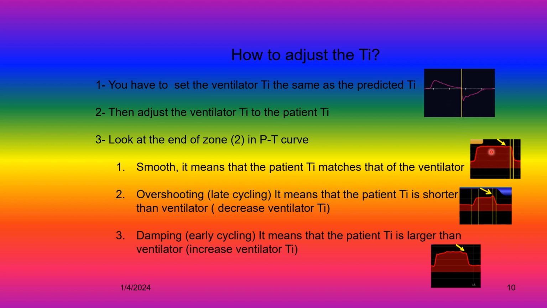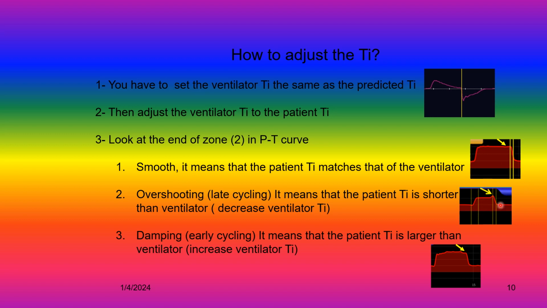Look at this. This is zone number 2. Look at the end of the pressure time curve. If it is smooth like that, this means that there is a match between the ventilator inspiratory time, the patient inspiratory time, and the predicted inspiratory time.